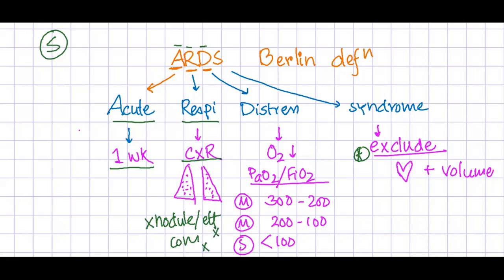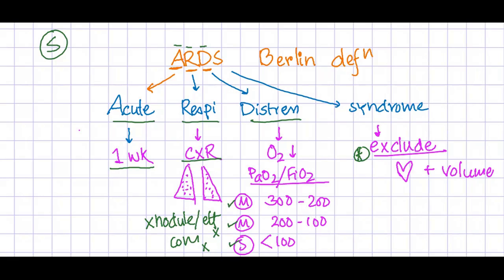Next word, distress. So respiratory distress means hypoxia. And how we estimate hypoxia in ARDS is by PaO2 to FiO2 ratio. And the ratio is normally above 300. When it falls below 300, this is mild ARDS, up to 200. When it falls below 200, that is moderate ARDS. And when it falls below 100, that is severe ARDS.